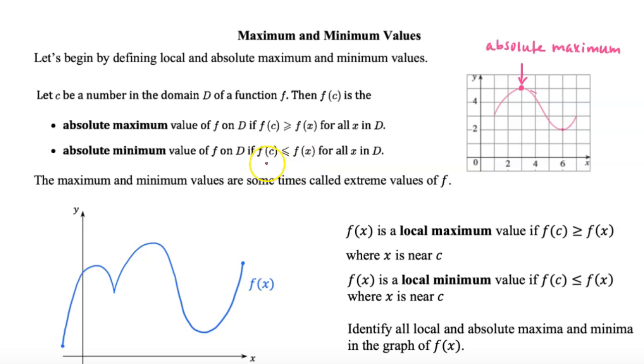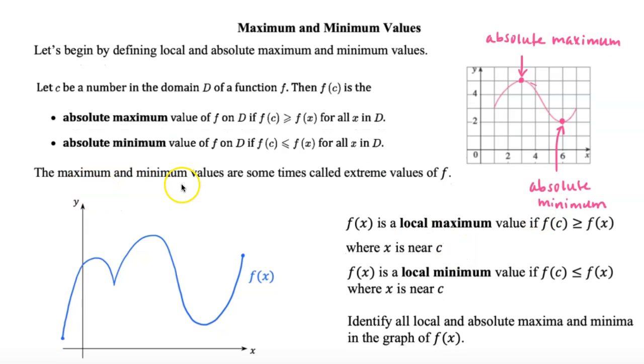An absolute minimum occurs where the y value is less than or equal to all the other y values for x in the domain. So it's the smallest y value, and so I see that right here. This is my absolute minimum. And again, we're talking about these y values.